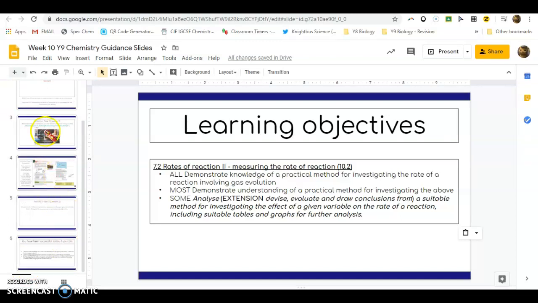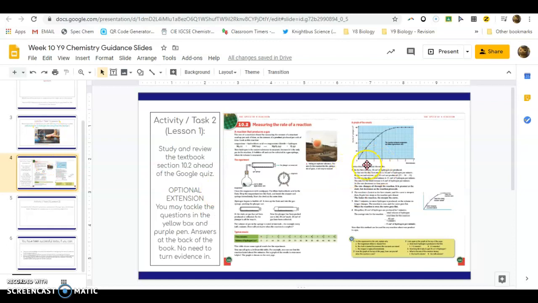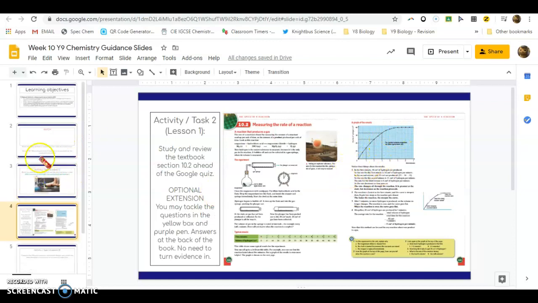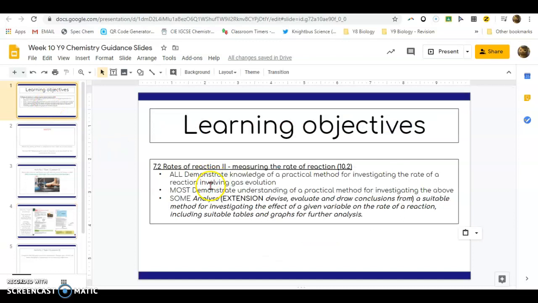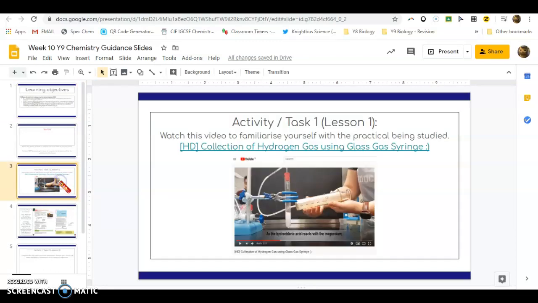We can actually use graphs in order to track this as well, okay? So that's what I'm going to ask you to look through. I want you to be able to demonstrate understanding of this practical method for investigating the above. Knowledge is, I need a gas syringe, I need a stopwatch, I need something that holds the vessel, I need to plug it together in the right order.